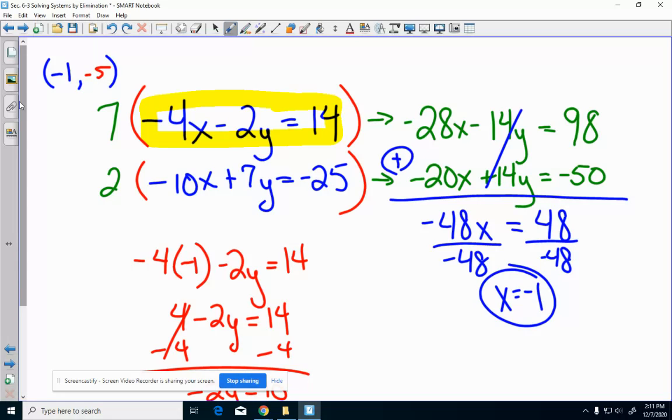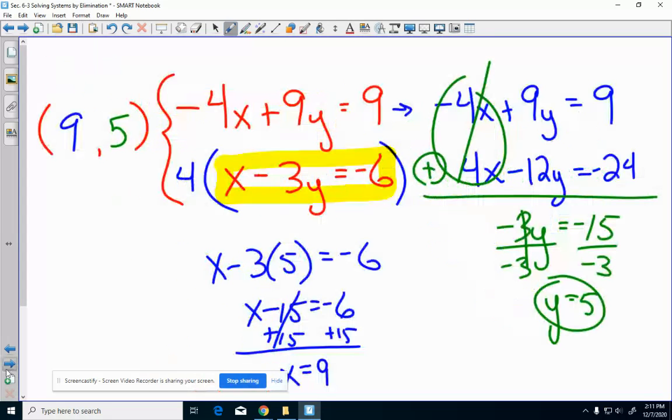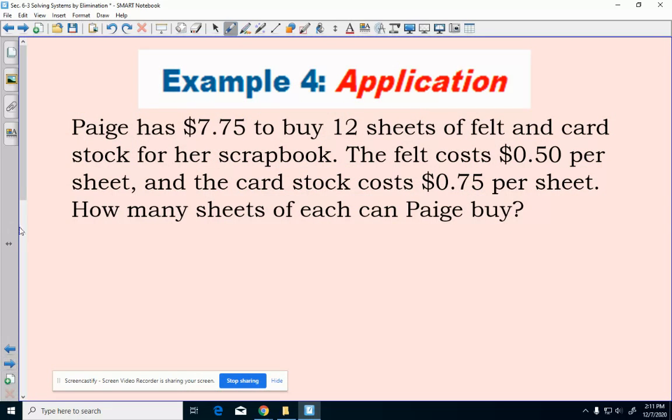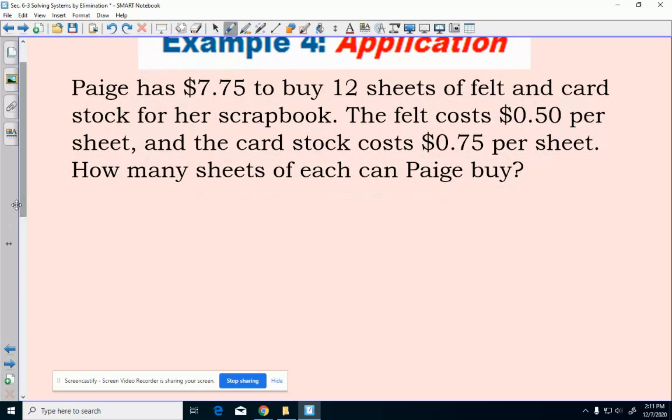Okay, so here again, nothing was ready to eliminate. However, a little multiplication first made that take place. Now I'm ready to do it. All right, so one more problem and we'll be done for today. If we take a look at this, this is something I saw you guys struggling on the other day, where we had to write our own equations first.